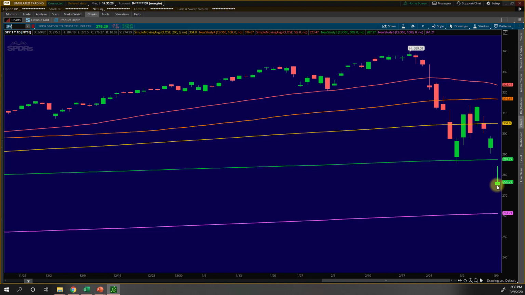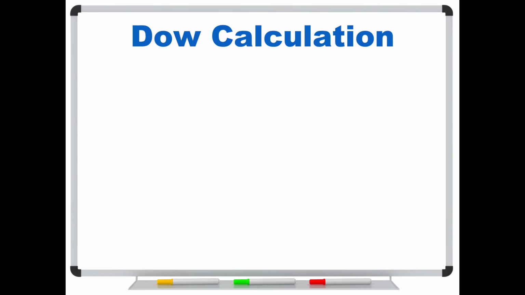So what's going on here? Well, to understand why professional traders rarely look at the Dow, it's because of the way that they're calculated, and also for the fact that the Dow only has 30 stocks in it. But a lot of it is far more about the way that the calculations are done. So let's take a look at a simple Dow calculation.